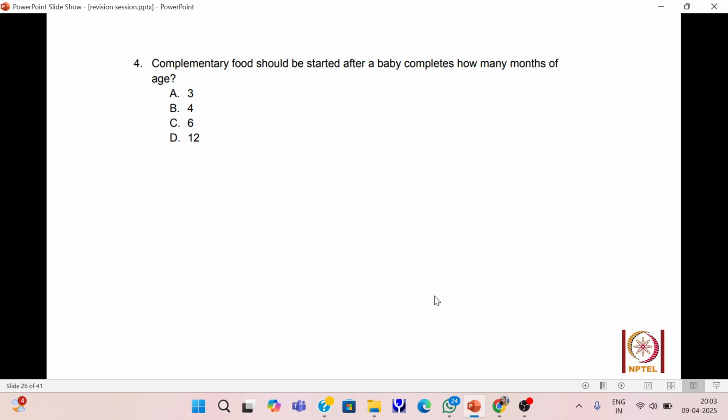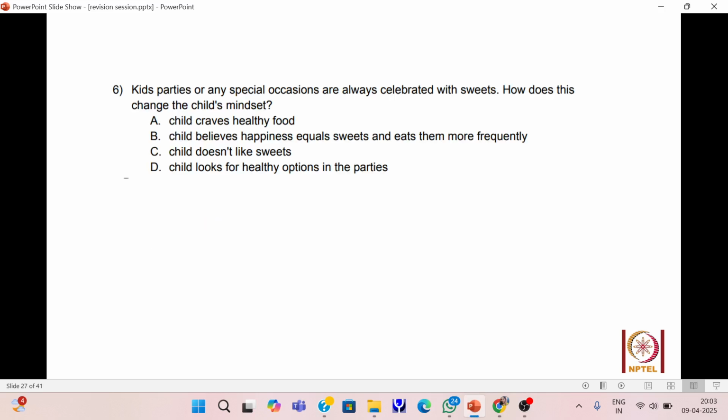Let's see, the correct answer is C. 6 months, right? Moving on to the next question. Kids' parties or any special occasions are always celebrated with sweets. How does this change the child's mindset?